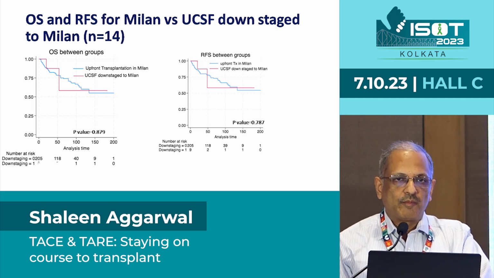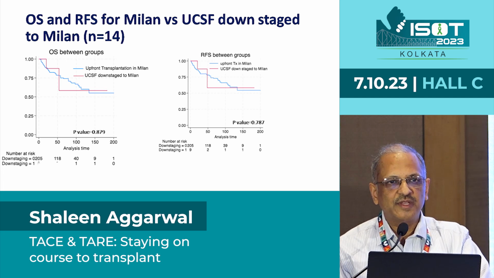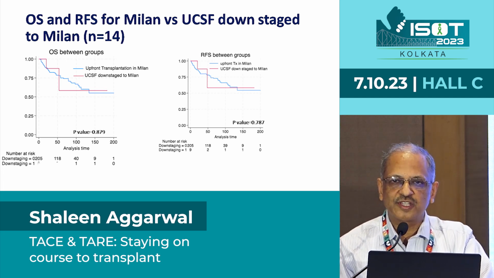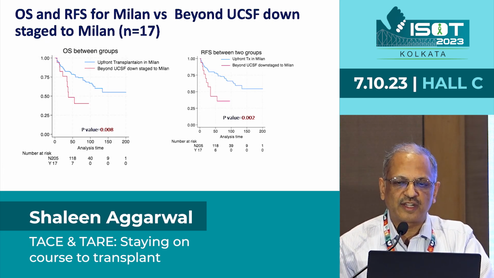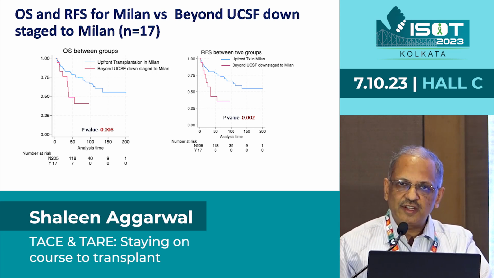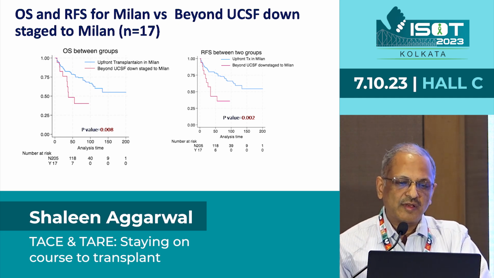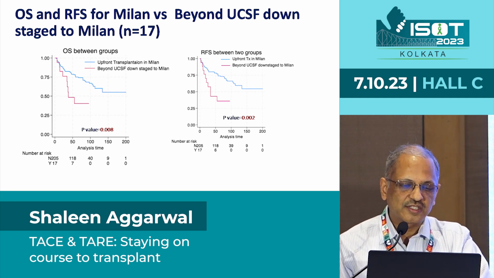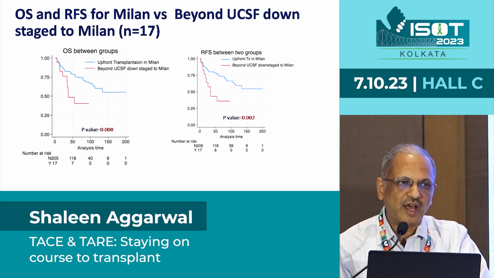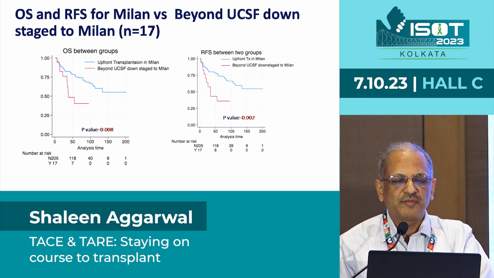But I have a point to make here: patients within the UCSF group, even without loco-regional therapy, have results similar to Milan, and that's why UCSF criteria have been accepted widely. But when you downstage patients beyond UCSF, even after successful downstaging, the results are much inferior. The survival of these patients who are beyond UCSF, even if you downstage them to within Milan, remains significantly inferior to the patients within the Milan group.